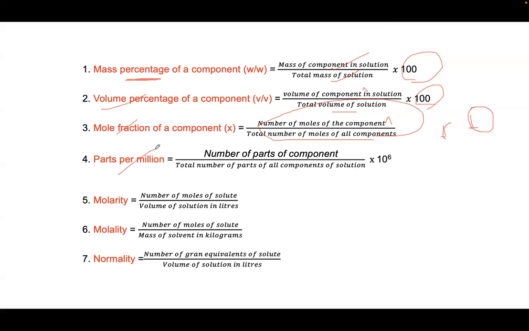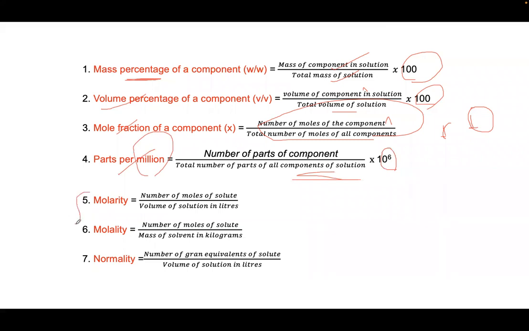Next is parts per million. Similar to what was done previously, the number of parts of the particular component that you have to calculate, divided by the total number of all parts, and then you multiply this by 10 raised to 6. Why? When you have percentage, it is 10 square or 100, and here it is parts per million. Million is equal to 10 raised to 6. That's why we are looking at it in this format: number of parts of the particular component by total, into 10 to the power 6.